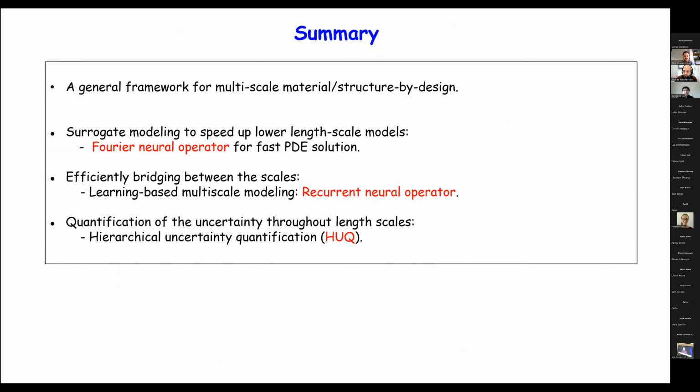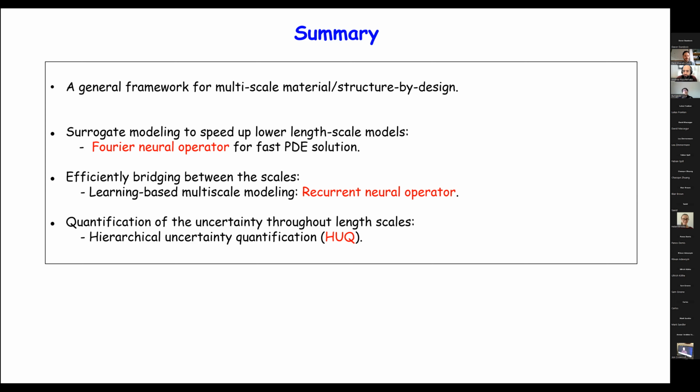With this, it brings me to the summary of today's talk. We have come up with a general framework for multiscale material structure by design, and associated with it are three questions that we have been looking at. One is, how do we increase the speed of solving the low length scale models? To that end, we have introduced a neural operator learning framework, and a particularly successful architecture is Fourier neural operators for fast PDE solutions.